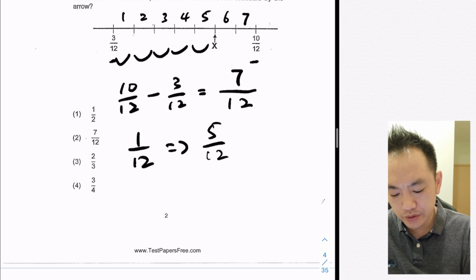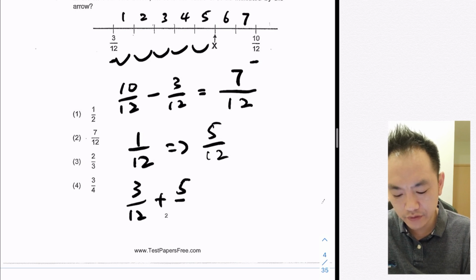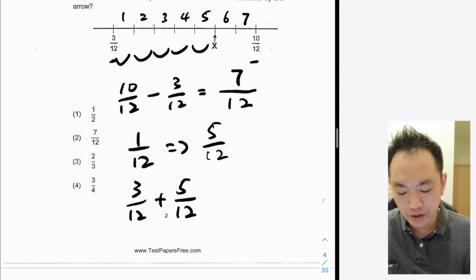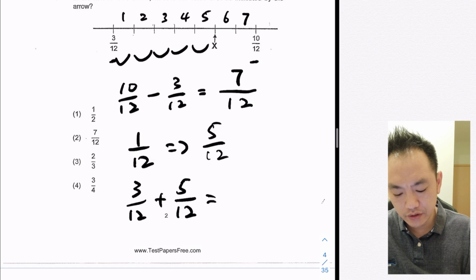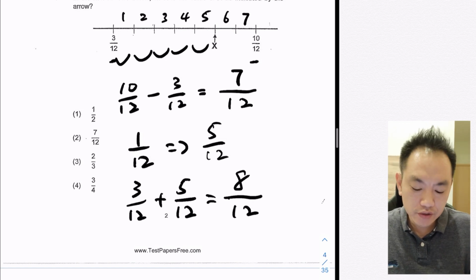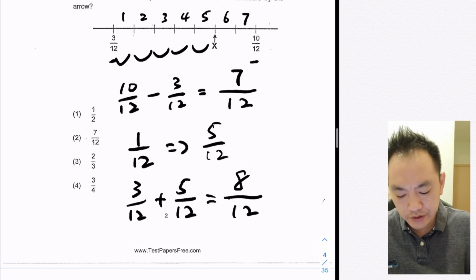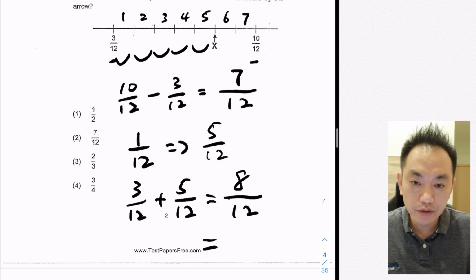And what's the starting point? The starting point is 3 out of 12, and then you add the length to where x is. Again, you keep the bottom the same, and you do the addition at the top. So the answer was 8 out of 12. But that's not the final answer, because if you pay attention, in the options there wasn't an option of 8 out of 12. That's because the fraction can be simplified.